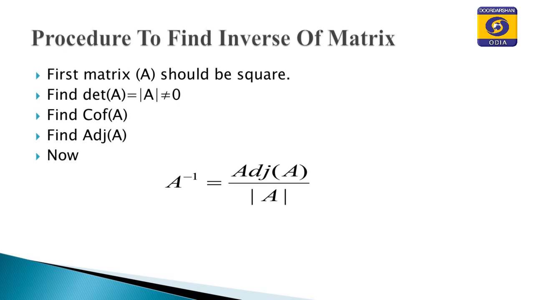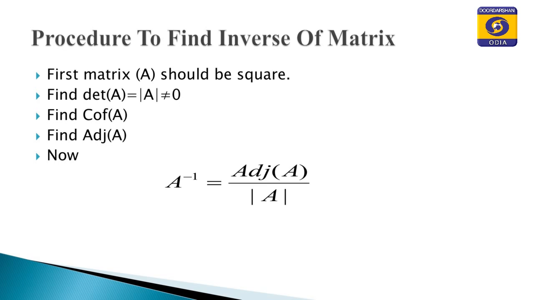Hence, the procedure to find the inverse of a matrix. First, the matrix must be a square matrix. Next, find the determinant of A. If det A = 0, the matrix becomes singular. We cannot find A inverse.